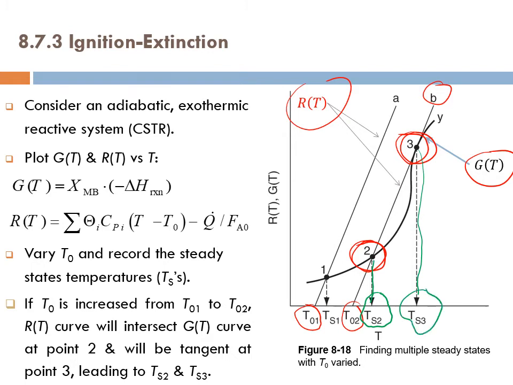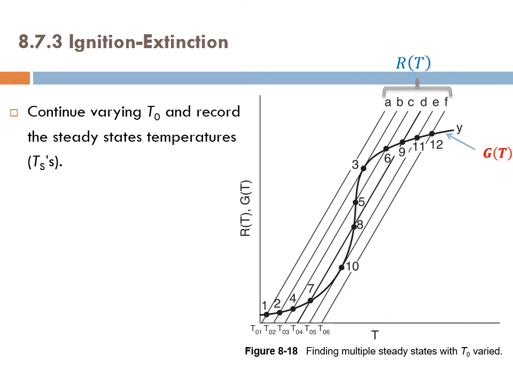Now that this is clear, we can go ahead and vary the T naught even more, continue varying T naught, and record the steady state temperatures all along. Let's do that. You can see the curves now. Here we have A, B, C. All of these are the RT curves where we are changing the T naught values, and we're getting different steady states. You can see here 4, and then 5, and then 6, and so on.